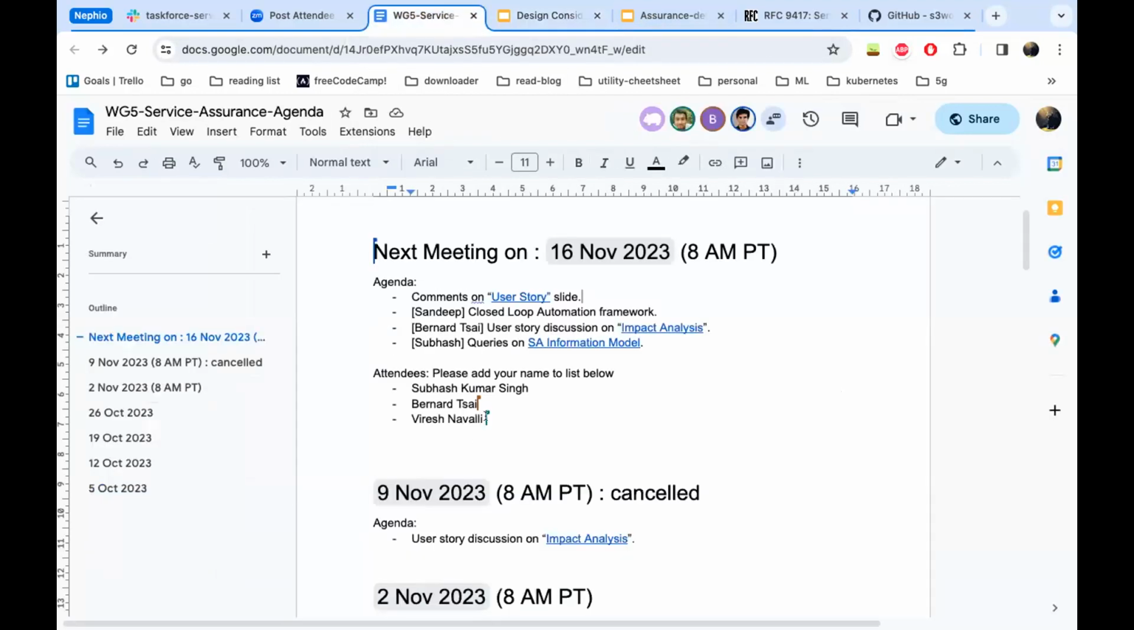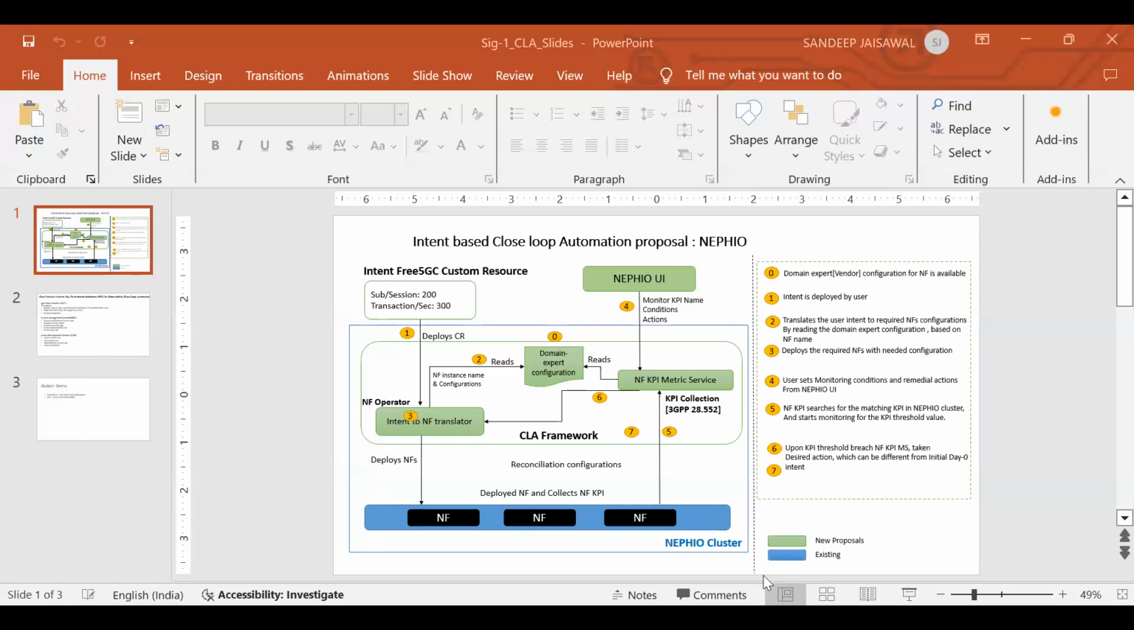Proceed. Okay, sure. Sandeep, are you around? Yes, hi. Okay, let's jump on your proposal on the closed loop automation framework. Let's try to finish in the next 15 to 20 minutes. Sure, I'll try to be quick. Would you like to share your screen? I'll try to share my screen. Let me know if you're able to see my screen. Yes, I'm able to see it.